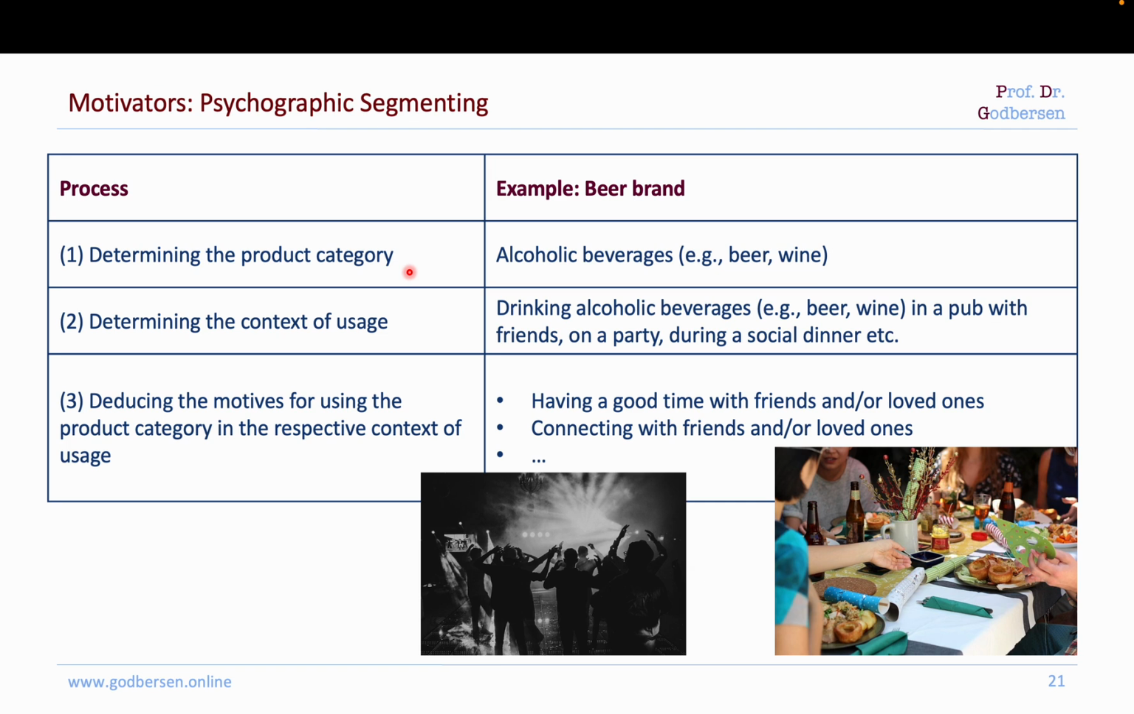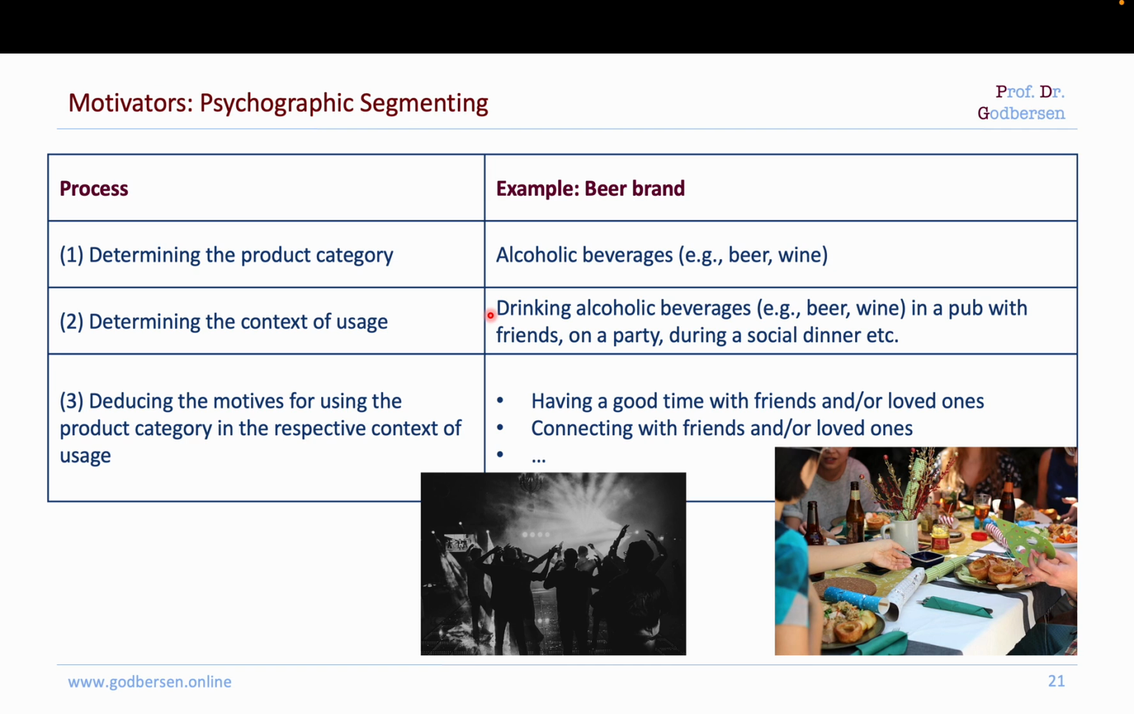First of all, we look at what product category, in the broadest sense, our brand is in. The example of a beer brand: that is alcoholic beverages, like wine, beer, and so on. The next step is determining the context of using this product category. Alcoholic beverages are normally consumed when you go to the pub with friends, when you're at a party, or you have a dinner at the weekend with friends. Then you have a beer or a wine.